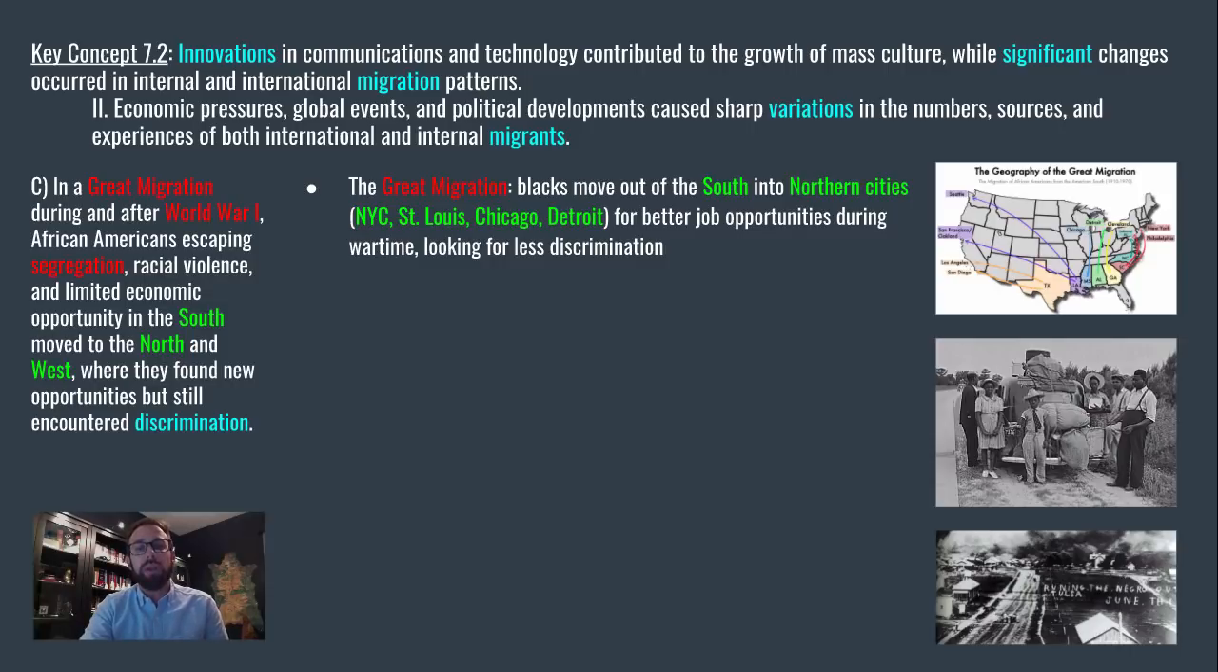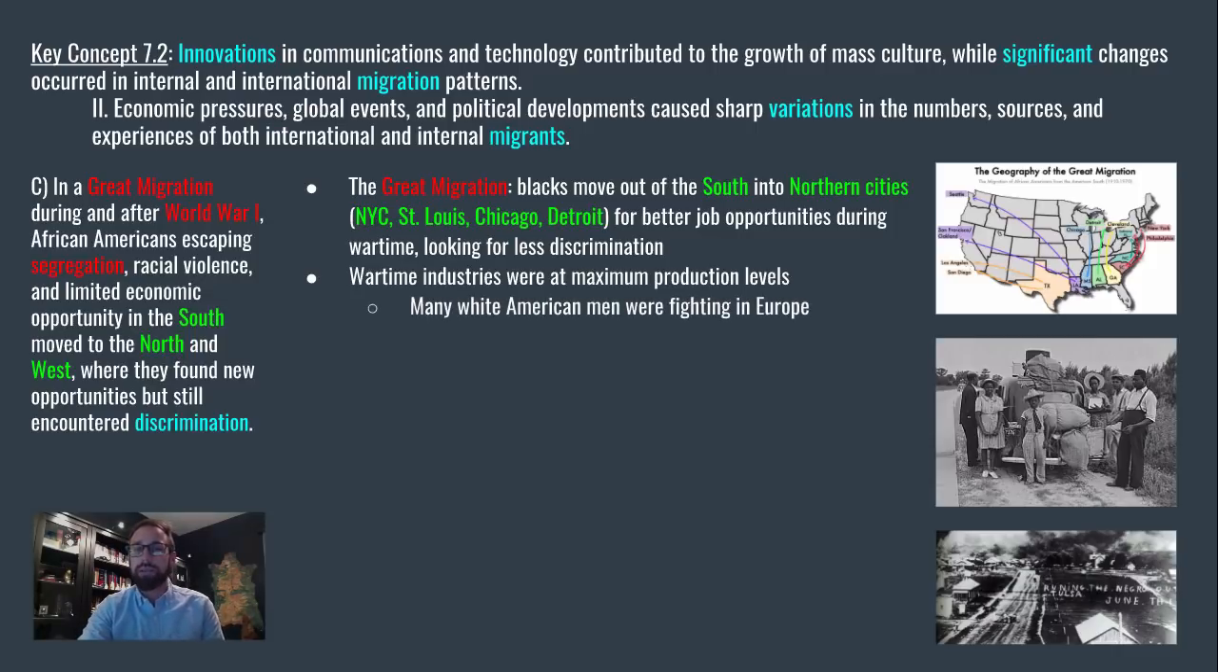During World War I, there was a little bit more opening up of jobs available to African Americans because many white Americans were off fighting in the war itself. Now, it's during this time when those wartime industries I mentioned earlier were at maximum production levels. So, with lots of white American men fighting in Europe, it meant that those jobs were available to be filled by African Americans instead.